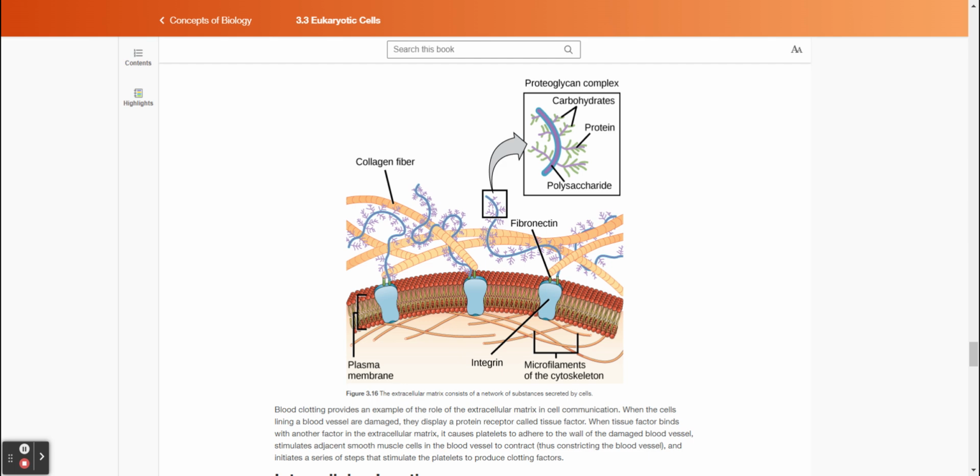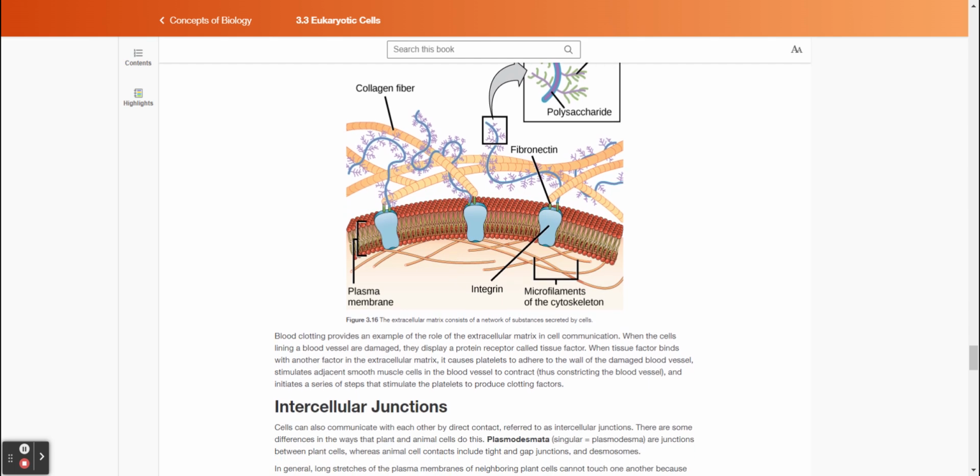Blood clotting provides an example of the role of the extracellular matrix in cell communication. When the cells lining a blood vessel are damaged, they display a protein receptor called tissue factor. When tissue factor binds with another factor in the extracellular matrix, it causes platelets to adhere to the wall of the damaged blood vessel, stimulates adjacent smooth muscle cells in the blood vessel to contract, thus constricting the blood vessel, and initiates a series of steps that stimulate the platelets to produce clotting factors.